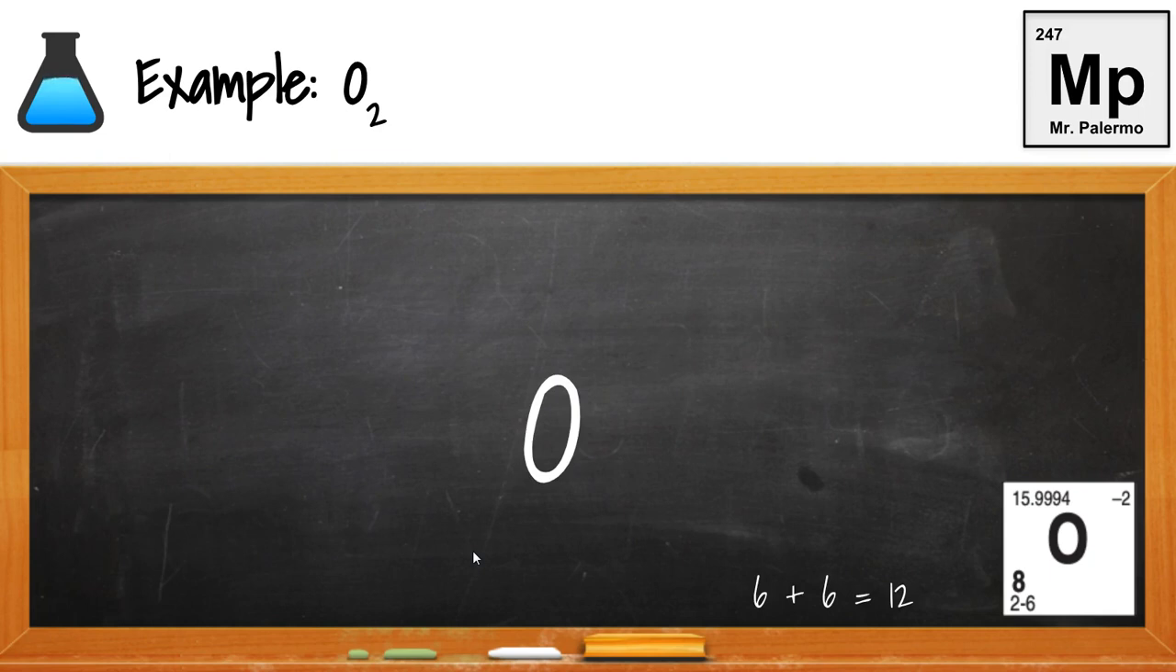All right, let's look at another example. Let's look at a molecule of oxygen. And so I'm first going to look up the total number of valence electrons. We have 6 for each oxygen, so a total of 12. I'm going to write my O for my first oxygen, and I'm going to dish out its 6 valence electrons. 1, 2, 3, 4, 5, and 6.